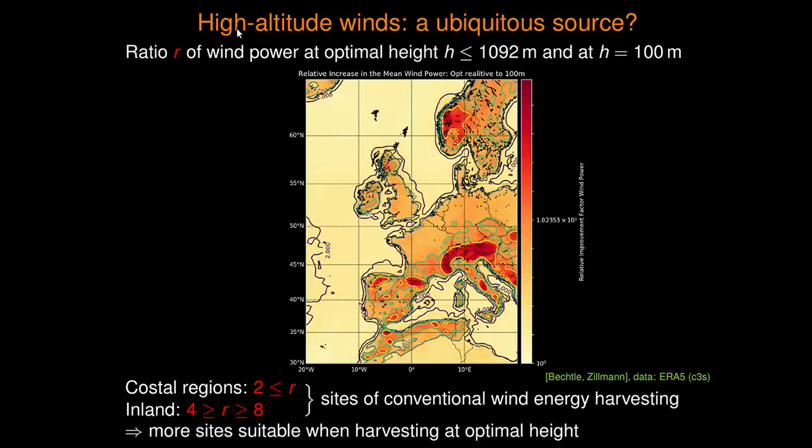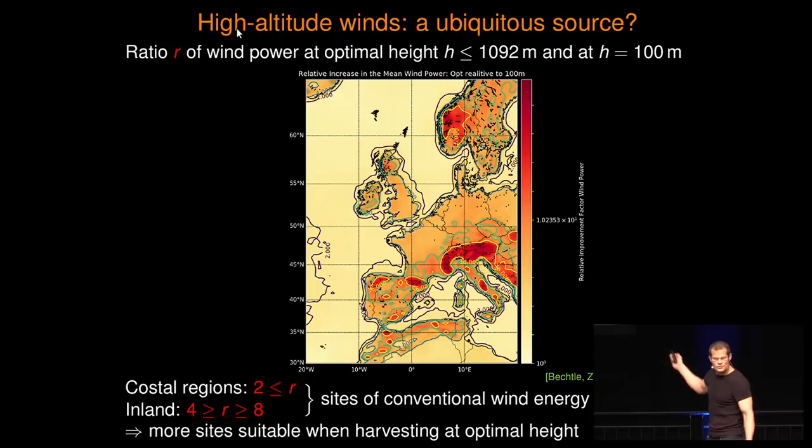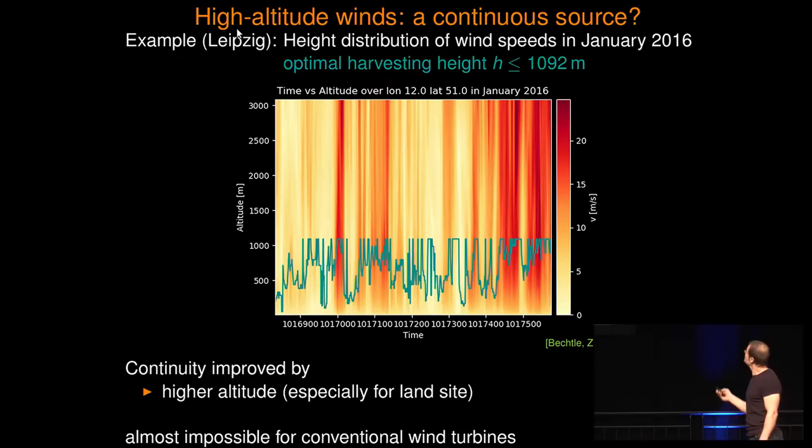So the sites of conventional energy harvesting, which are now very limited, where you put, for instance, all the wind turbines in the north, become much more accessible if you go to higher heights, because there you can basically use all the land sites. So this is where you have more sites available when you harvest at optimal height.